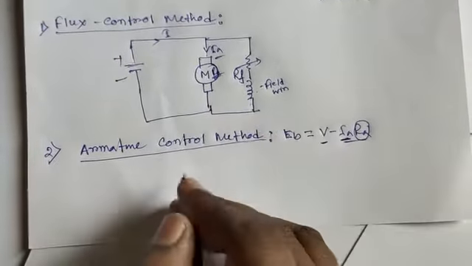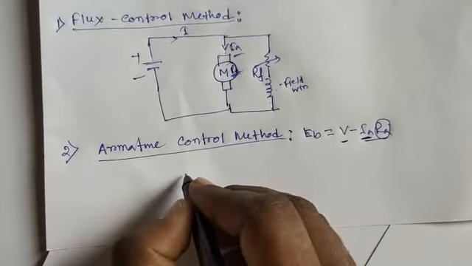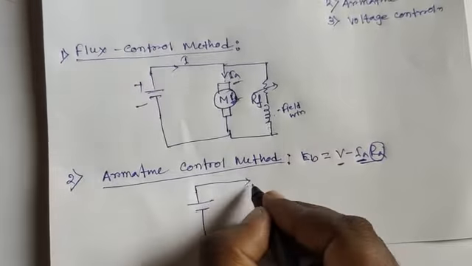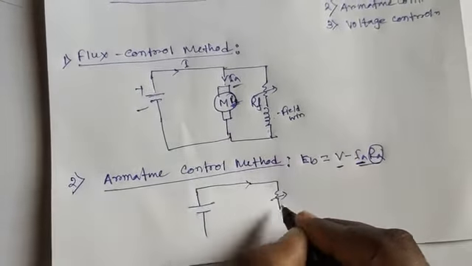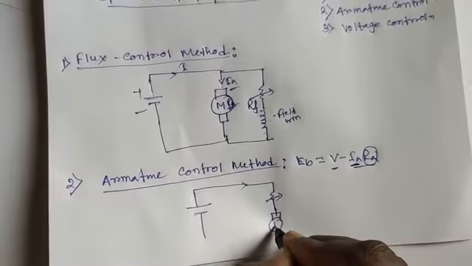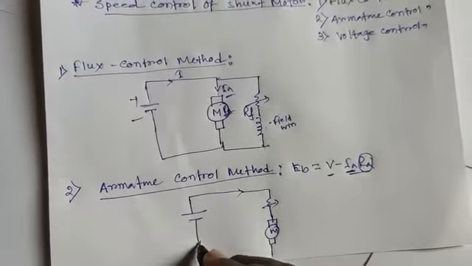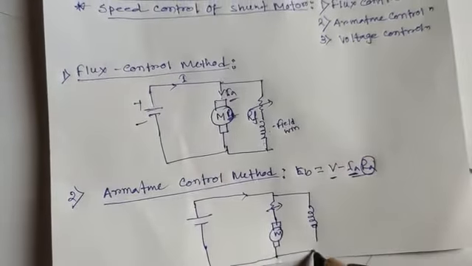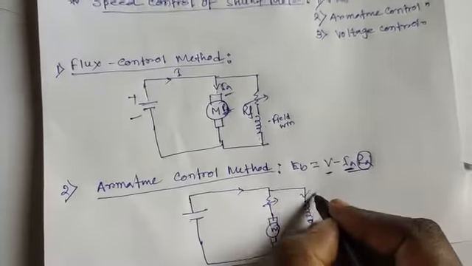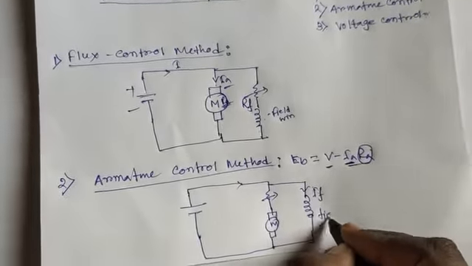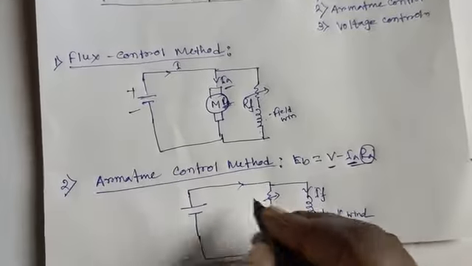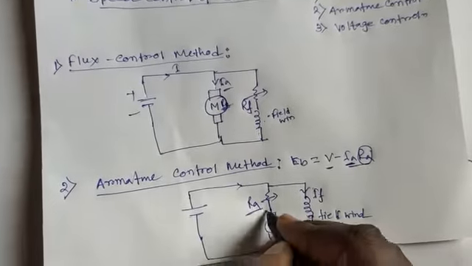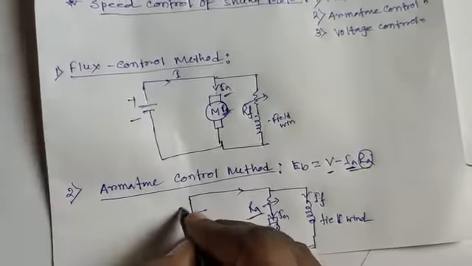Thus, we add resistance in series with the armature. We will draw the circuit. This is the variable resistance. This is the motor. This is the field winding, or this is the field current. Ra is the variable resistor, and Ia is the armature current.